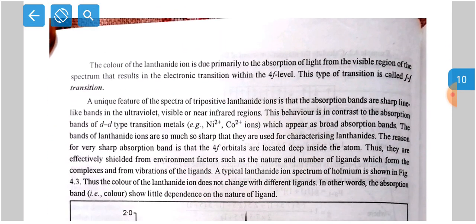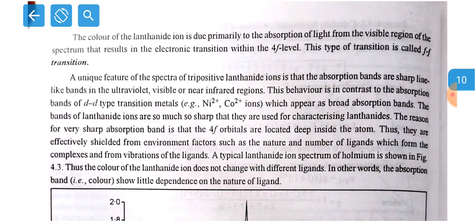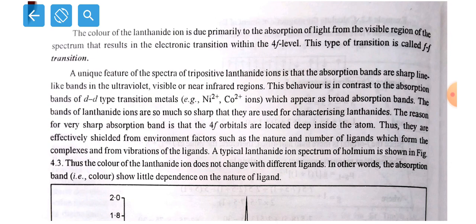The color of the lanthanoid ion is due primarily to the absorption of light from the visible region of the spectrum that results in electronic transitions within the 4f level. This type of transition is called f-f transition. A unique feature of the spectra of tripositive lanthanoid ions is that the absorption bands are sharp, line-like bands in the ultraviolet, visible or near infrared region.